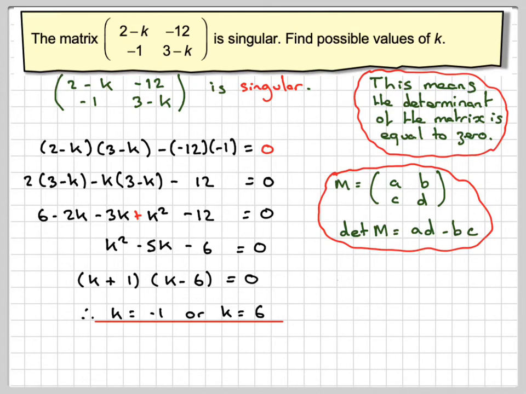So this has been a video about trying to find the values of a constant which make a matrix singular, and the point is that a singular matrix has a determinant equal to 0.